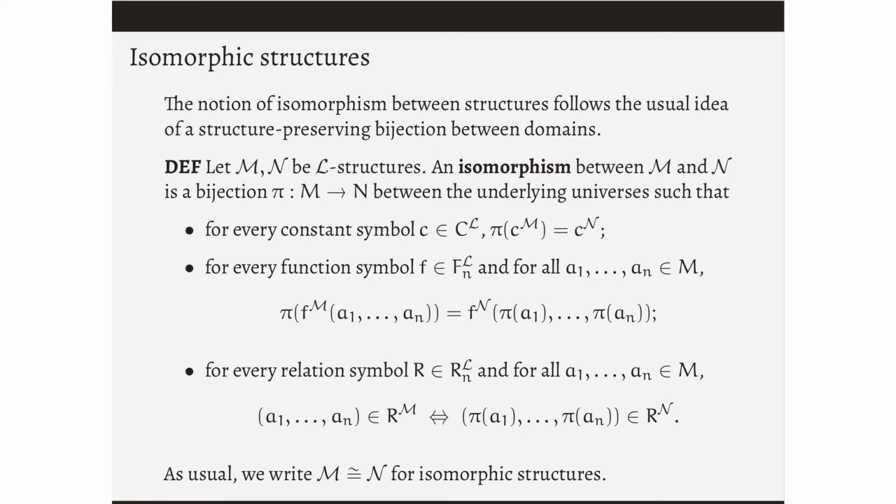Finally, for every n-ary relation symbol R and all elements a1 up to an from M, the relation holds for these a_i in M, in the interpretation of R in M, if and only if their images hold for the interpretation of the relation symbol R in N. And as usual, we use this symbol here to denote isomorphism.